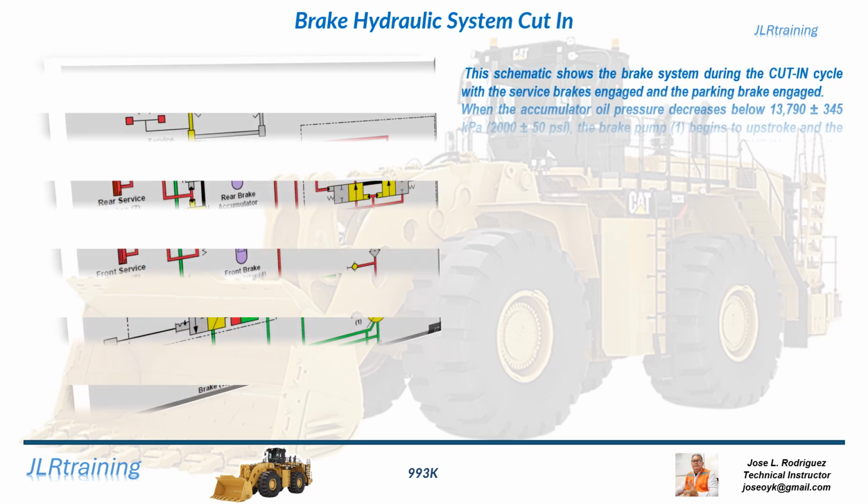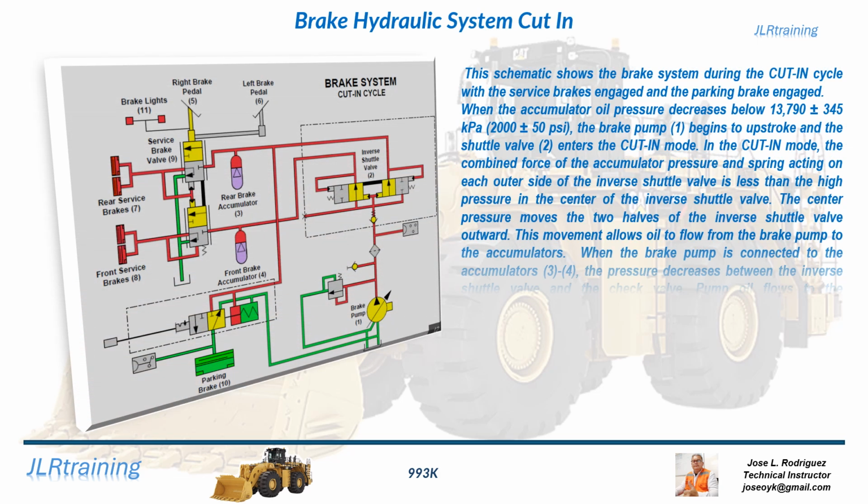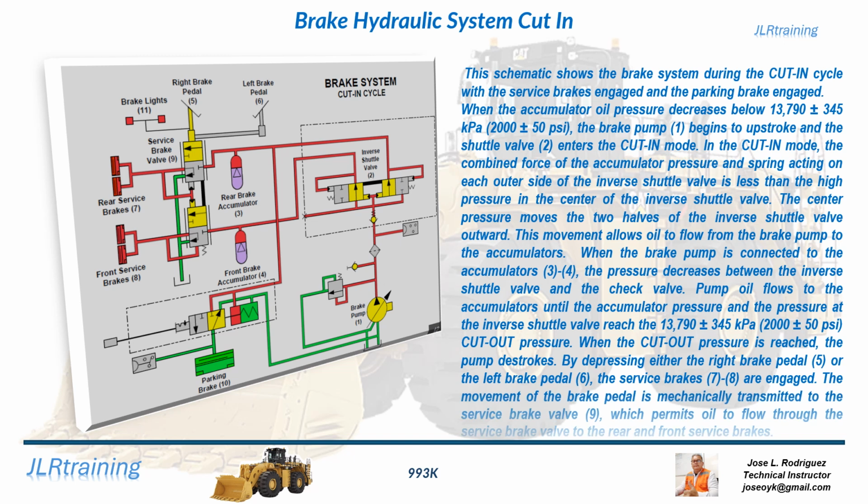Brake hydraulic system cut-in. This schematic shows the brake system during the cut-in cycle with the service brakes engaged and the parking brake engaged. When the accumulator oil pressure decreases below 13,790 plus or minus 345 kilopascals, 2,000 plus or minus 50 psi, the brake pump, 1, begins to upstroke and the shuttle valve, 2, enters the cut-in mode.